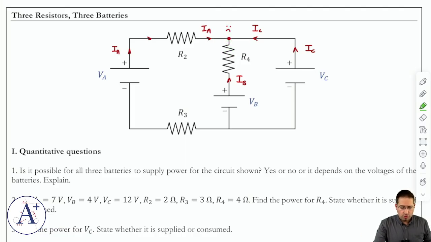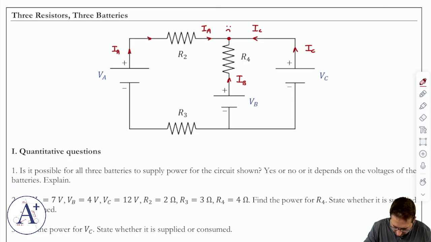Like water doesn't just vanish. For that matter, charge doesn't just vanish. You can't create or destroy charge. So it's not possible for all 3 batteries to supply power. No, for that reason. So it means that I got it wrong, right? At least one of these has to be flowing away from the node, but no more than 2, right?